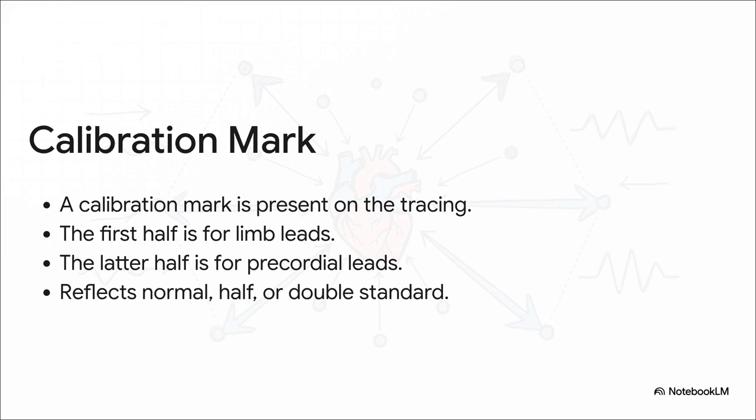And you don't just have to take the machine's word for it. There's proof printed right on the ECG tracing itself. That's the calibration mark. It's a rectangular pulse that visually confirms the machine's settings. The first half shows the calibration for the limb leads, and the second half for the precordial leads. A 10 millimeter tall pulse confirms normal standardization, while a 5 millimeter or 20 millimeter pulse would tell you it's at half or double standard.